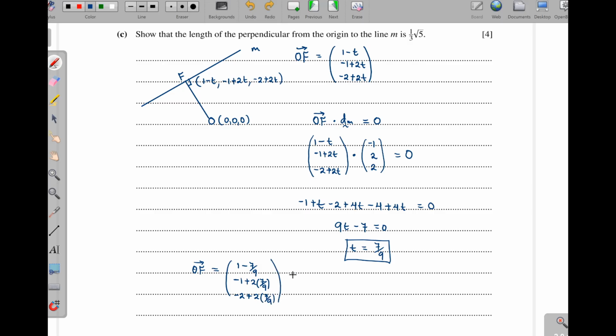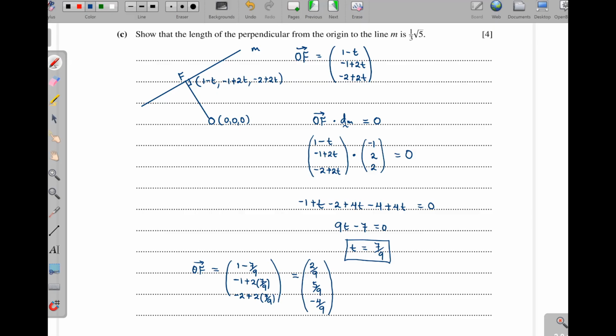You see? Now we simplify this. This is 9 minus 7, that will be 2 out of 9. Then this is negative 9 plus 14, that will give us a positive 5 out of 9. And then this is negative 18 plus 14, that will be a negative 4 out of 9. So this is our position vector.